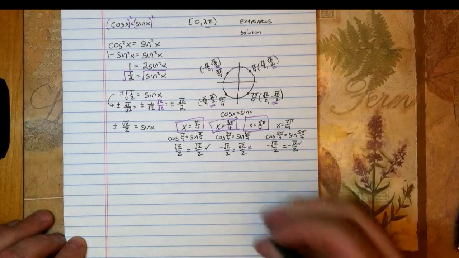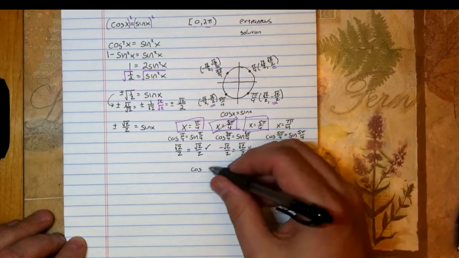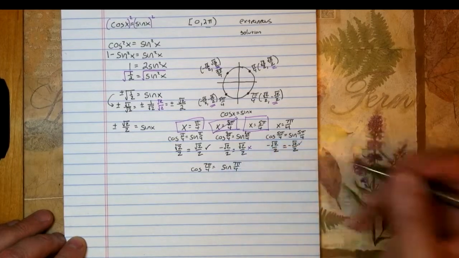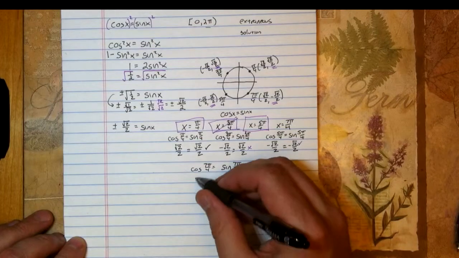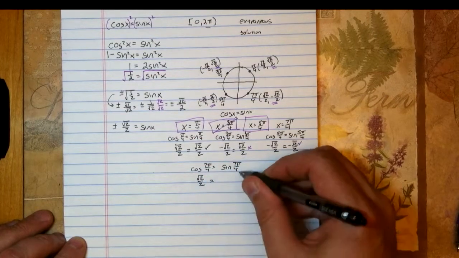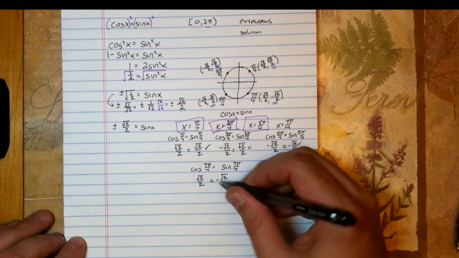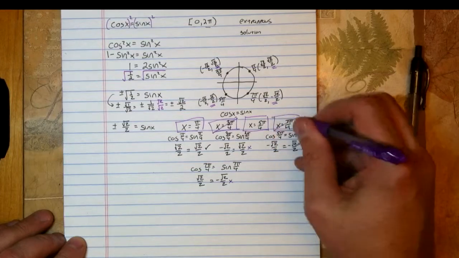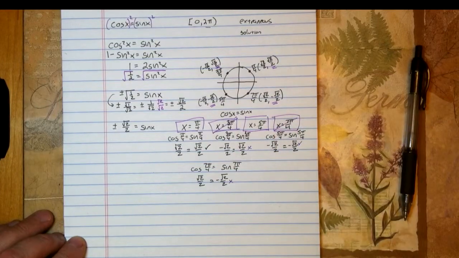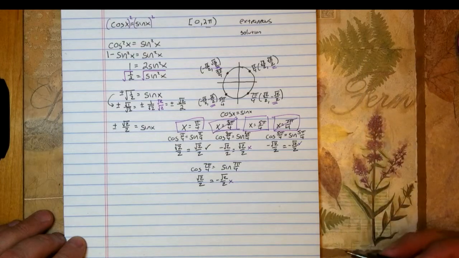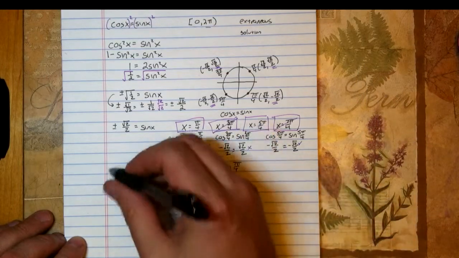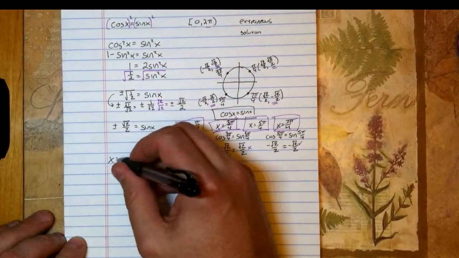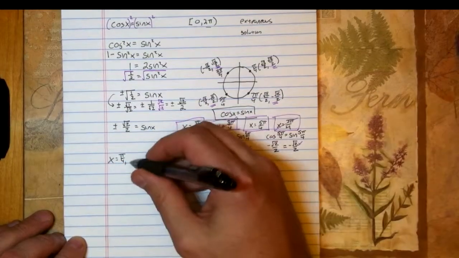Our last one to check is the 7 pi over 4. So let's check to see if it's true that cosine of 7 pi over 4 is equal to sine of 7 pi over 4. And I can look right here and see cosine of 7 pi over 4 is square root 2 over 2. But sine of 7 pi over 4 is negative square root 2 over 2. Well, they're not equal, because one's positive and one's negative. So this one's also an intruder, an extraneous solution. Does not belong. So our final solutions are these two right here, and we can say that the final solutions to our original equation, cosine x equals sine x, are x equals pi over 4 and x equals 5 pi over 4.